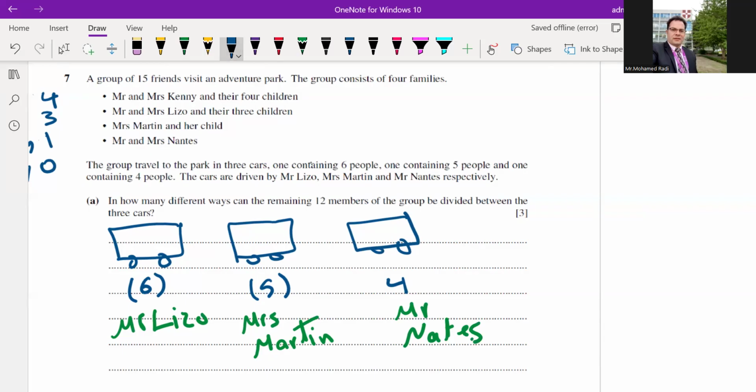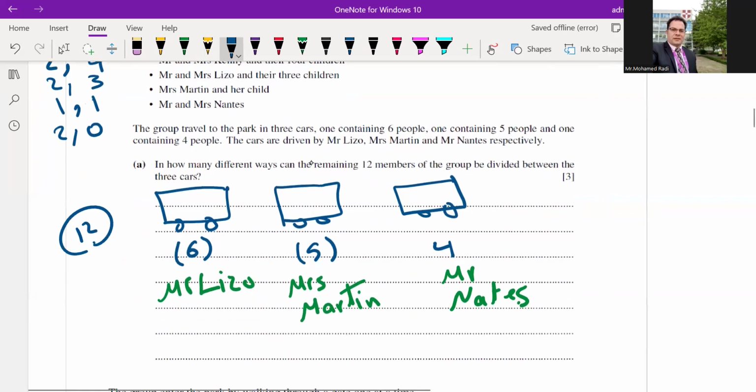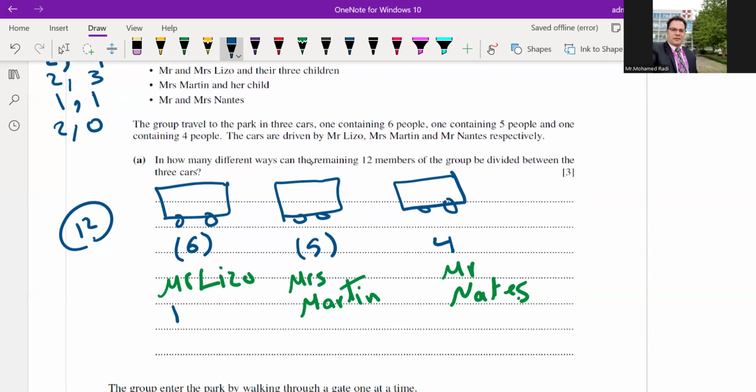Okay. Now, how many left after selecting the drivers, like 1, 2, 3? From the 15, there will be 12 left. How to distribute these 12? In how many different ways can the remaining 12 members of the group be divided between the 3 cars? For the first one, it's 12. For the first car, how many members are needed to complete the group of 6? It's 5.